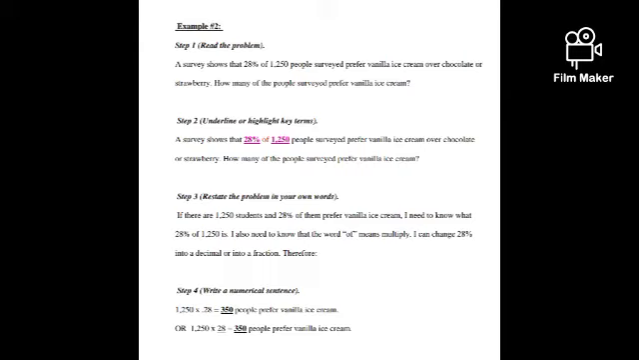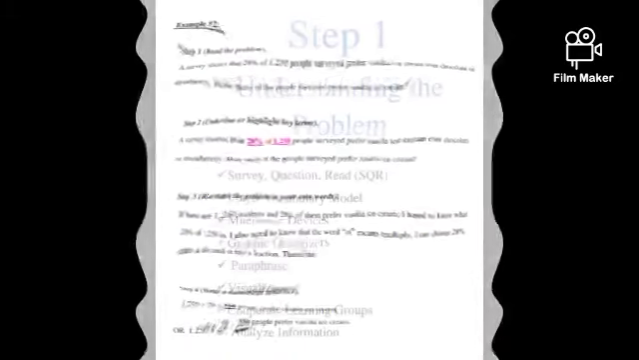Note that in step 3, the student has two options to solve the problem. Either the student converts the 28% to decimal, which is 0.28, as shown in the first equation, or the student converts 28% to a proper fraction, 28 over 100, as shown in the second equation, 1250 multiplied by 28 over 100. That gives the same answer, 350 people prefer vanilla ice cream.